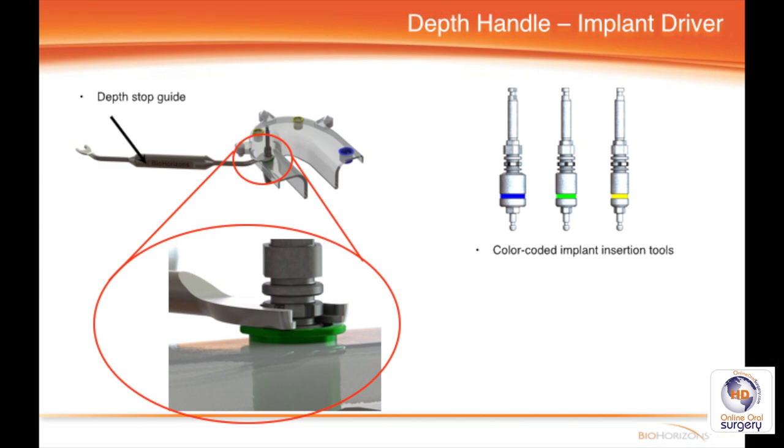So we've got our implant drivers that you see on the right. These are latch angle drivers that go into the handpiece directly. They are color-coded based on the implant diameter and implant line. These are the tapered internal implants. The tapered internal plus would have implant drivers with two color bands.